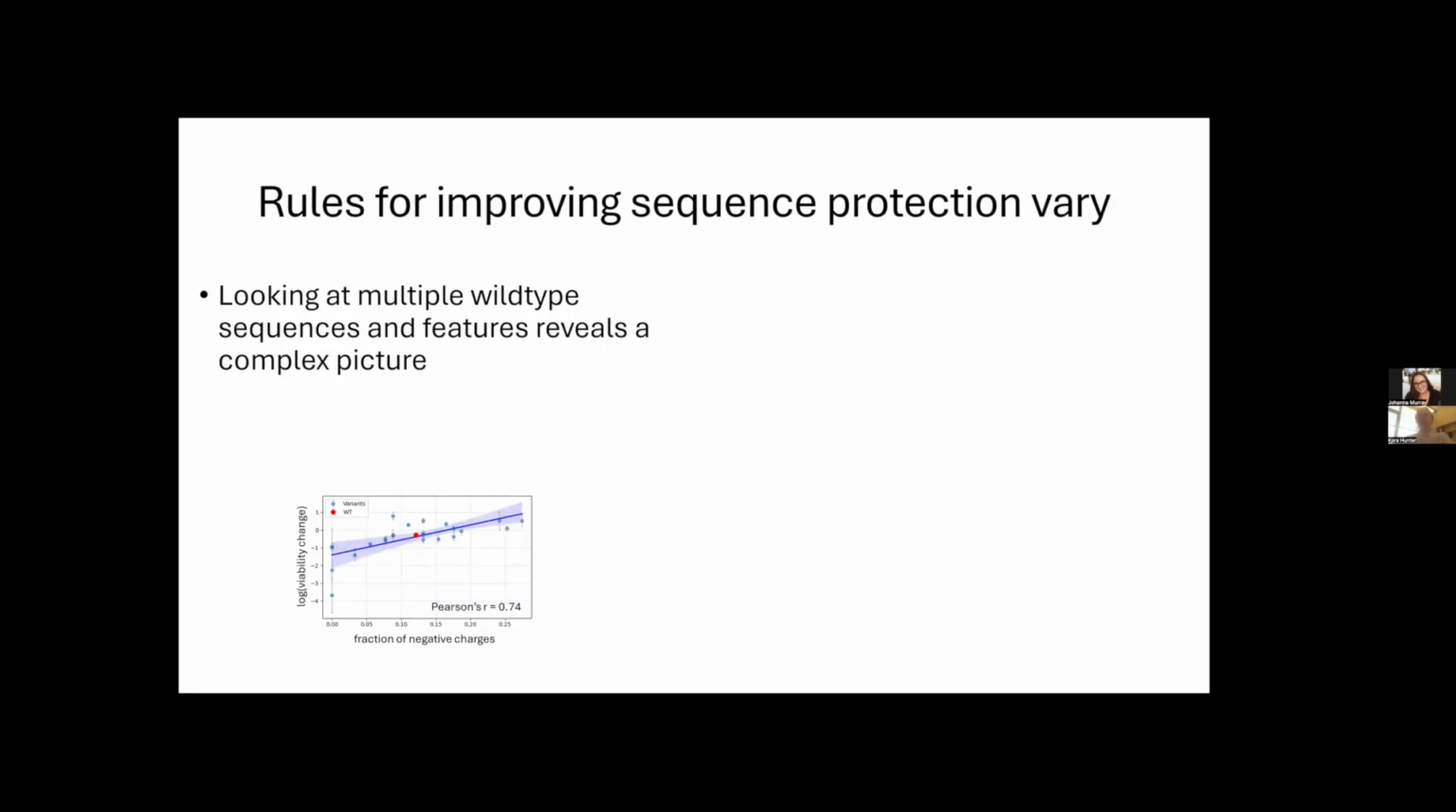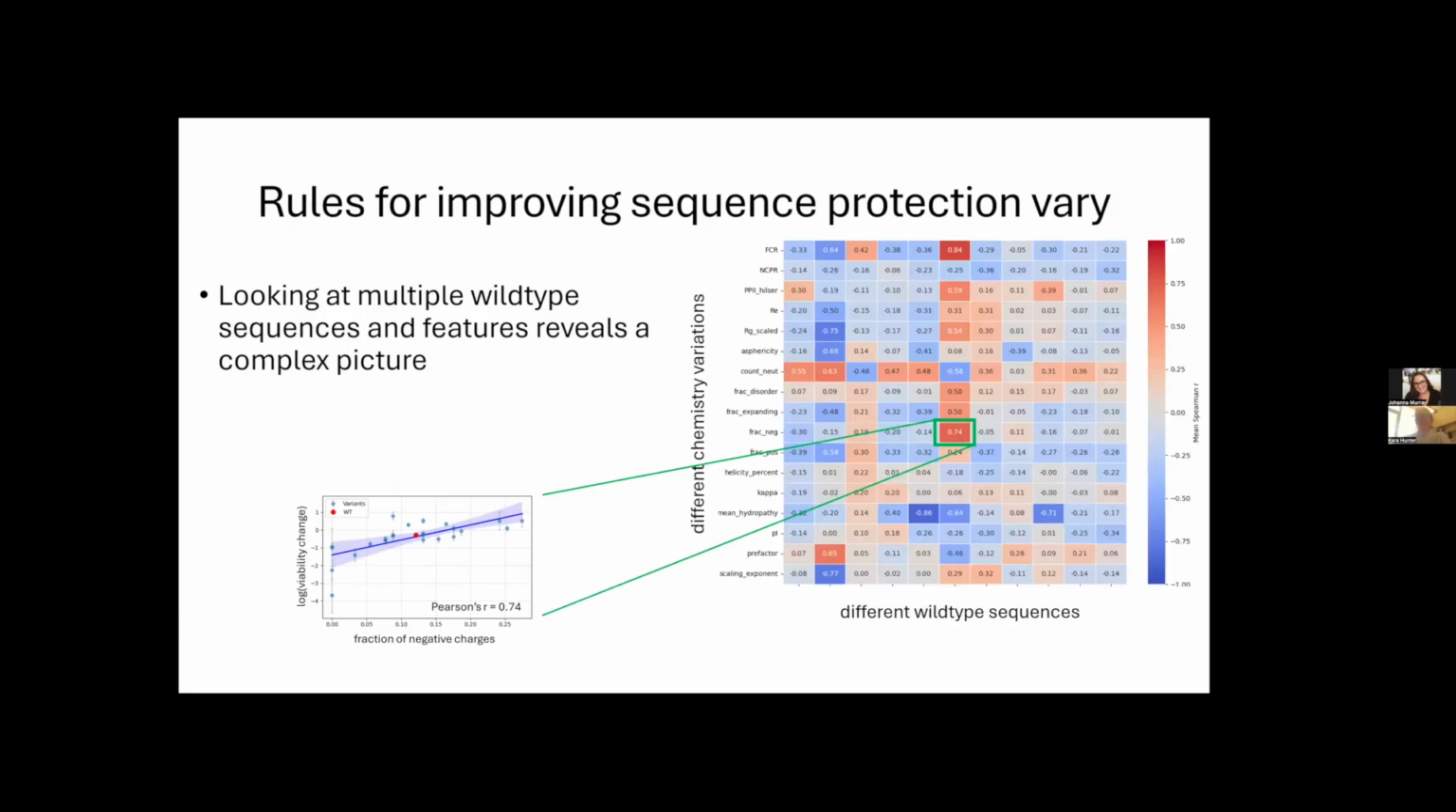There's not really a one-size-fits-all answer. Between all of the different wild type sequences that we profiled within the library and all the different chemistry variations we've had, there's no specific dogma, I guess. So you have one sequence, one variant where the fraction of negative charges is really important. It's a really good predictor of protection.